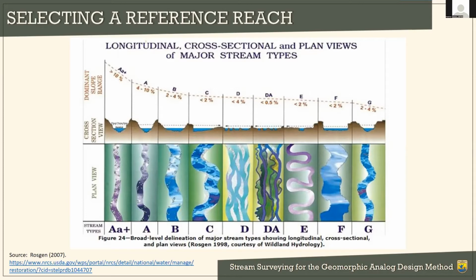We use an upper limit of 4% for juvenile fish passage for crossings located on B, C, D, and E stream types. If your crossing is an A stream type, then you can generally find a reference reach near your crossing that meets your project goals. So what I'm saying there is A stream types are going to be steeper, and so of course your crossing is going to be steeper.